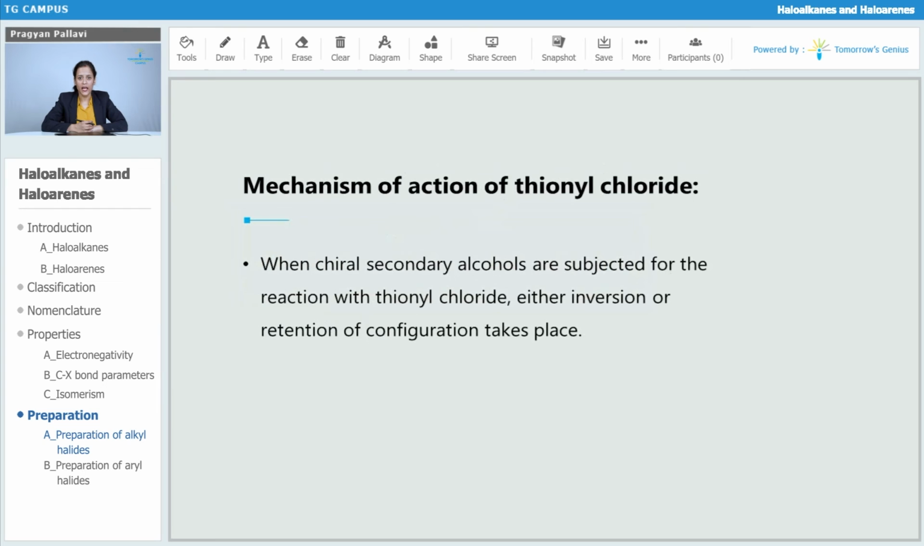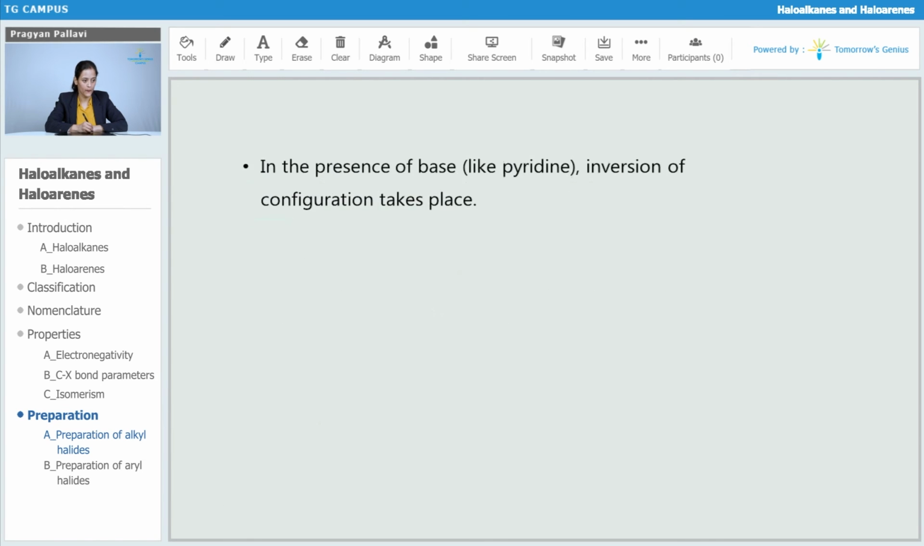Now let us see the mechanism of action of thionyl chloride. When chiral secondary alcohols are subjected to reaction with thionyl chloride, either inversion or retention of configuration takes place. Now this inversion and retention, we will see what these are. So in the presence of a base like pyridine, inversion of configuration takes place.